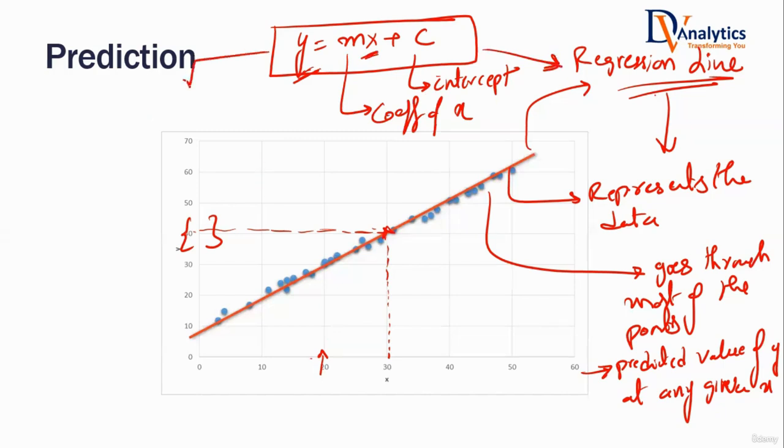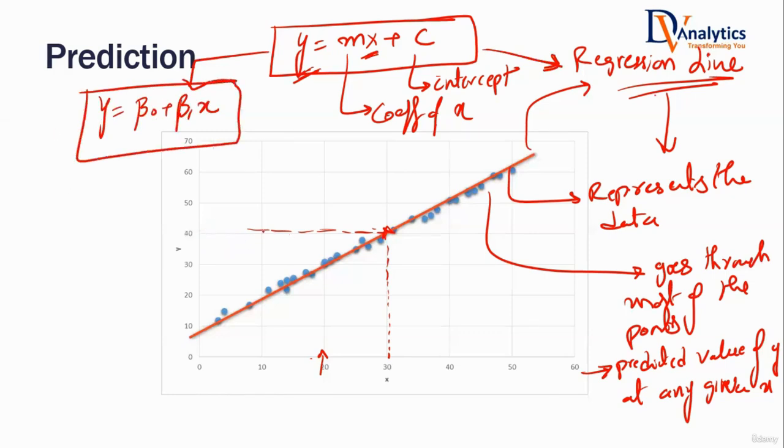In fact, though this is the equation of the line, we do not use this childhood terminology. We generally use Greek letters. So y equal to beta naught plus beta 1 x is the regression line equation. Are these two equations one and the same, or are they different? Can you look at them and tell me?